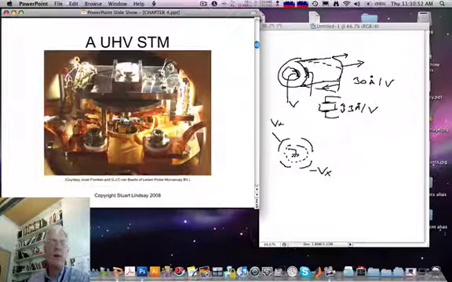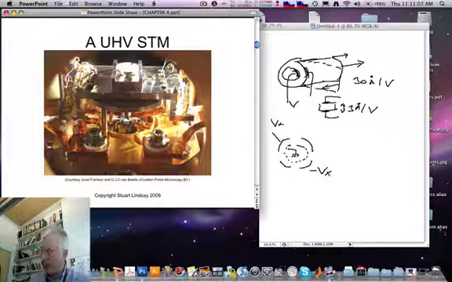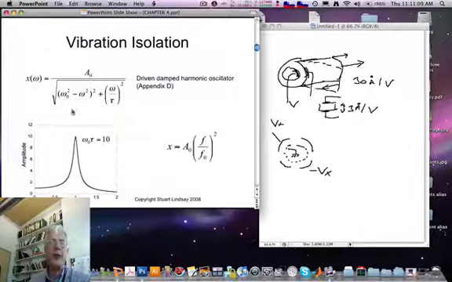So here is a real ultra-high vacuum scanning tunneling microscope. You can see the scanning element here and a sample plate that is easily replaced sitting over the probe, heating elements here that allow the whole system to be heated, and wires that carry the signals out of the STM.